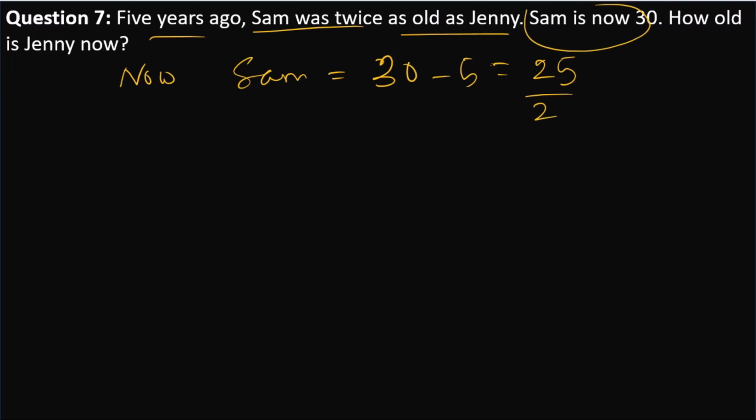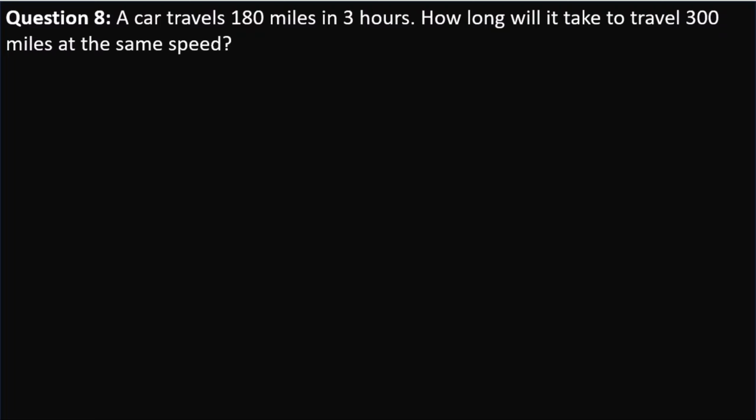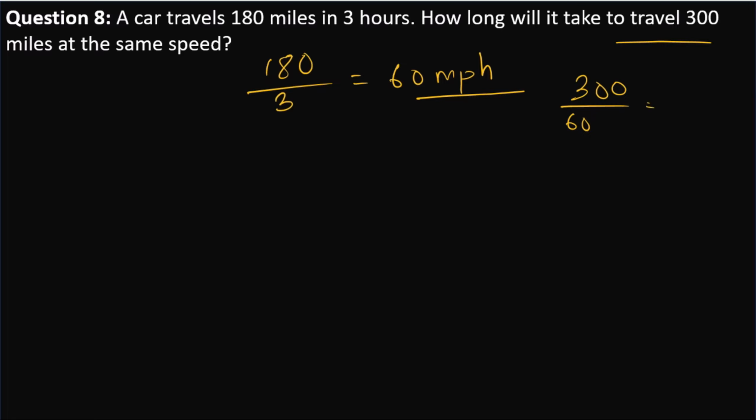so our next problem is: a car travels 180 miles in 3 hours. How long will it take to travel 300 miles at the same speed? So here 180 divided by 3, we will get 60 mph, miles per hour. So we need to calculate how long it will take to travel 300 miles. So 300 divided by 60 equals 5 hours. So 5 hours is required at the same speed. Now come to another problem.